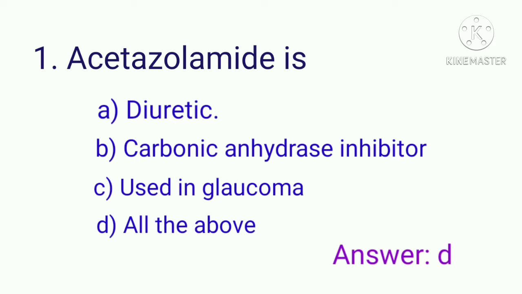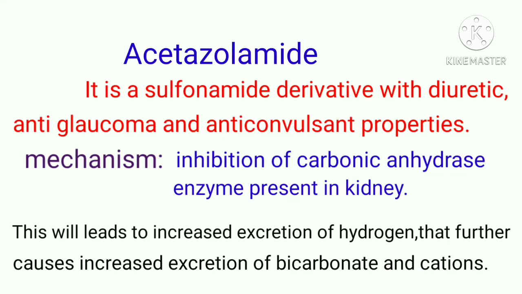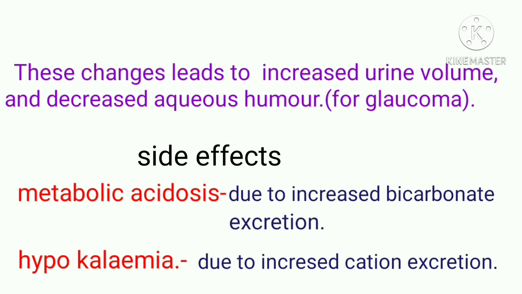Here is the answer, option D, all of the above. Acetazolamide is a sulfonamide derivative with diuretic, anti-glaucoma and anti-convulsant properties. Mechanism: inhibition of carbonic anhydrase enzyme present in the kidney. This will lead to increased excretion of hydrogen that further causes increased excretion of bicarbonate and cations. These changes lead to increased urine volume and decreased aqueous humor.